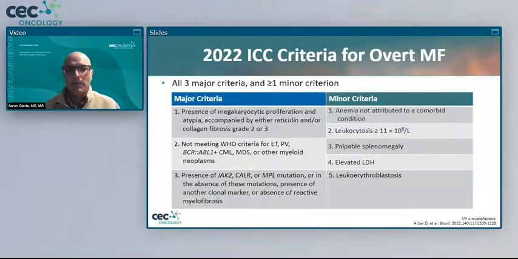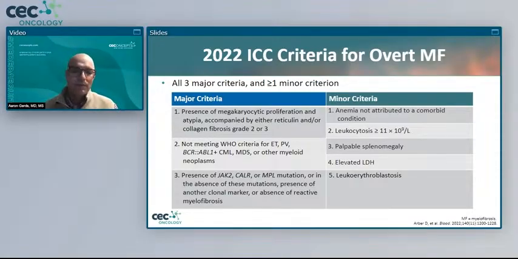A key piece of whether we're diagnosing prefibrotic primary myelofibrosis or overt myelofibrosis is identifying a driver mutation that drives JAK-STAT signaling. Those mutations occur in JAK2, calreticulin, or MPL, and we can see that here in major criterion number 3. And for overt myelofibrosis, we're really looking to see fibrosis that is either grade 2 or grade 3. That distinguishes prefibrotic from overt fibrotic myelofibrosis.